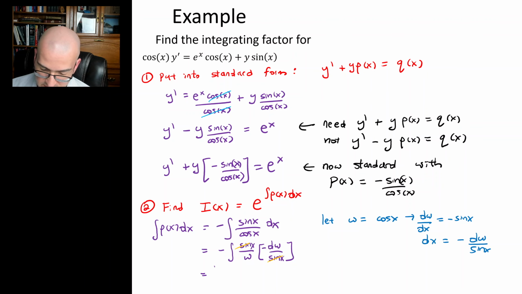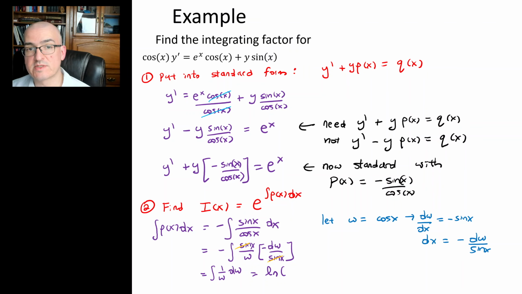So we have integral 1 over w dw, which is ln absolute value of w, but because it's a differential equation, I'll drop the absolute values. I'm dropping it because it'll get taken care of. We get the plus c. We can ignore it for reasons already described.